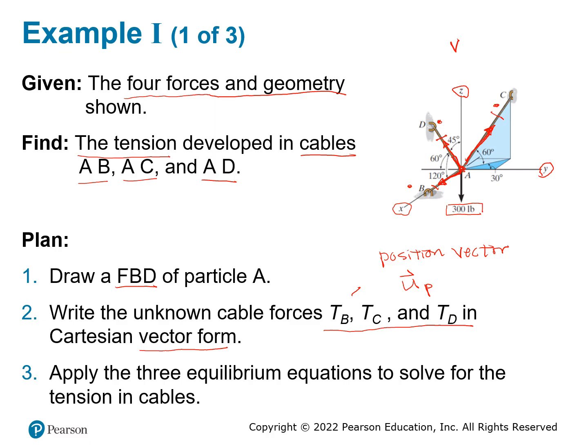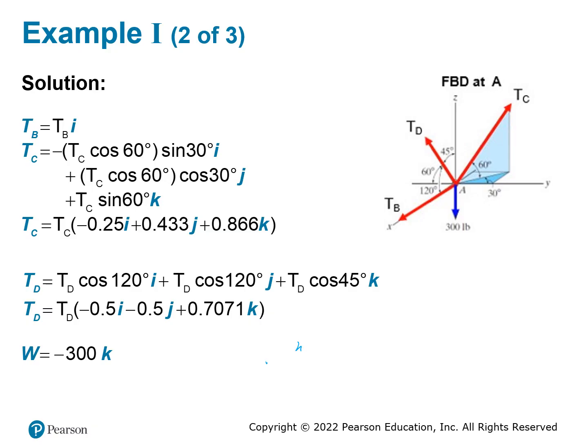Once you represent each one of the cable forces in vector form, then you can use the equilibrium equations by summing all the components in the same direction and making them equal to 0, and then you can solve it. Let's look at the details of how we solve this problem. So now let's look at how we can represent each one of the forces in a 3-dimensional way. We're going to start with T sub B.